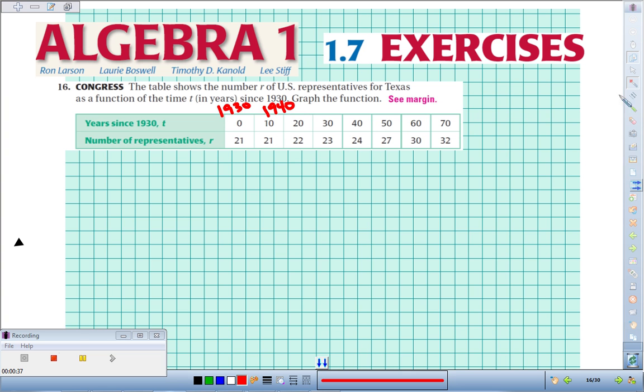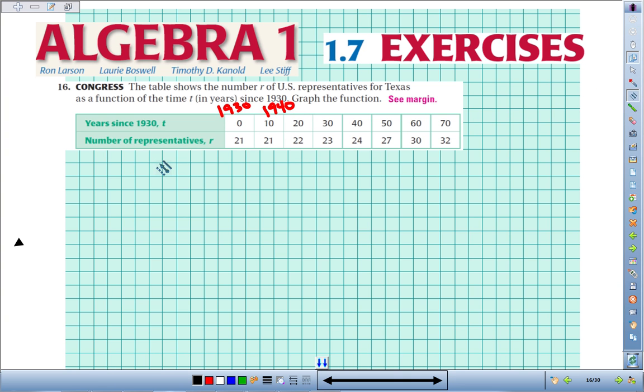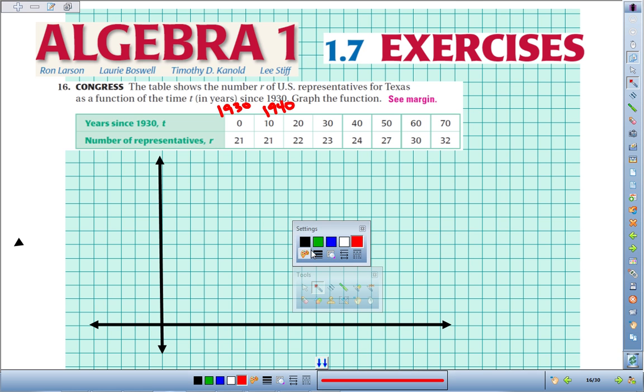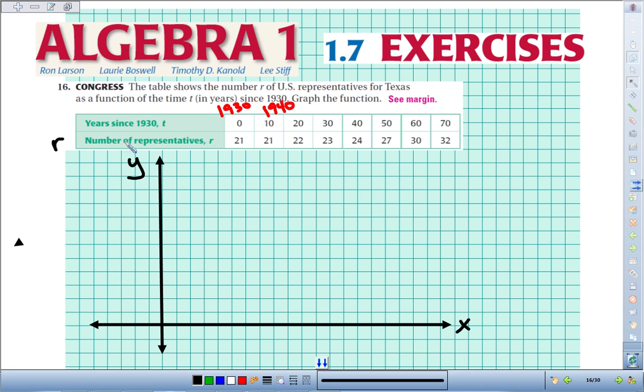If we're going to graph the data, one of the first things we have to establish is what we are going to use for our scales. Now when I do this graph, I'm mainly focusing on my positive x values and positive y values since we don't have any negative values. We usually call them the x and y axis, but in this case I'm going to use t and r instead. So the number of representatives is our dependent variable because it depends on the year.